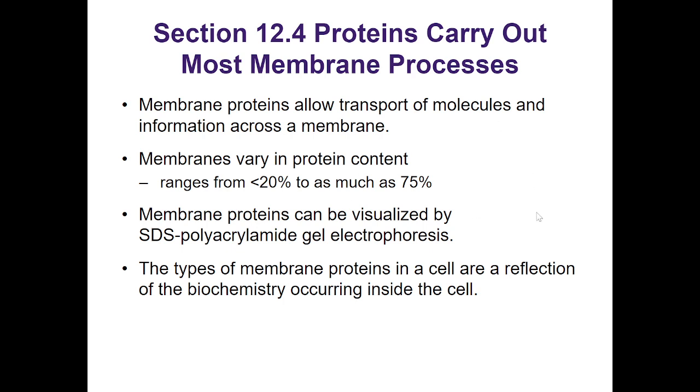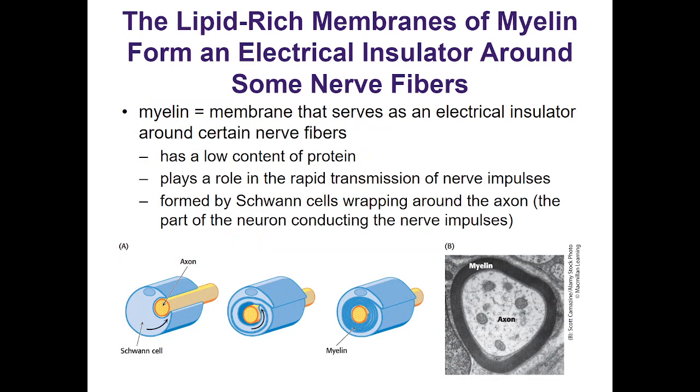Membrane proteins can be visualized by your SDS polyacrylamide gel electrophoresis. The types of membrane proteins in a cell are going to be a reflection of the biochemistry that occurs in the cell. If you need glucose across it, guess what you're going to have for a membrane? Something to get glucose across it, right? If you need a lot of potassium being released and brought in, guess what you're going to have? A membrane-bound protein that facilitates that. If you have to exchange sodium and potassium repeatedly because you're a nerve cell, guess what's going to happen? You're going to have proteins to do these, right?